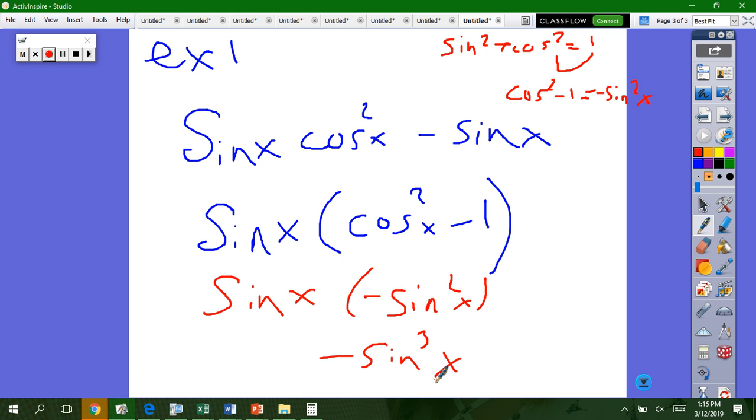Okay? Now, what if you didn't see that cosine squared minus 1 is negative sine squared? What do we know 1 is? What's another name for 1? Sine squared plus cosine squared. So if I put a parenthesis here and go sine squared plus cosine squared, notice that negative sign's right there. If I distribute it through, I have cosine squared minus sine squared minus cosine squared. The cosine squareds would cancel out, and I'm left with negative sine squared, wouldn't I?